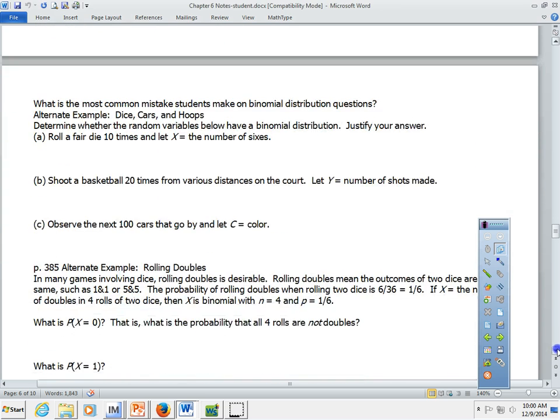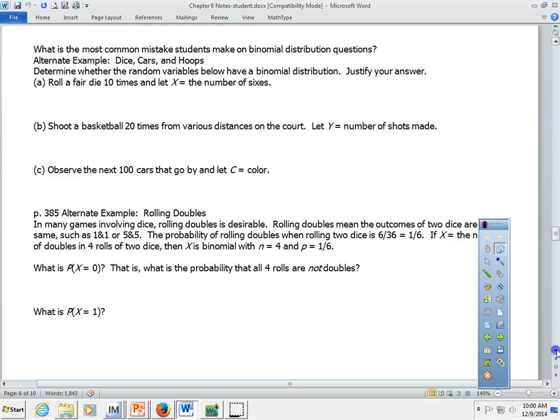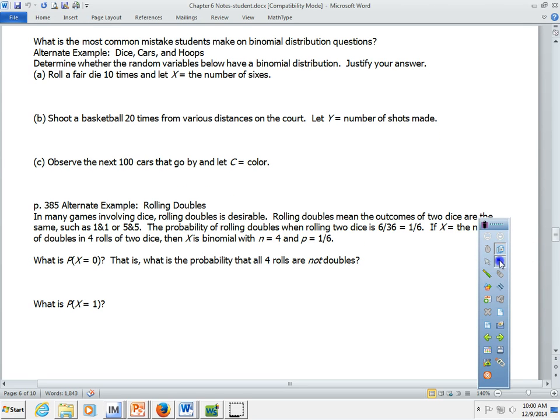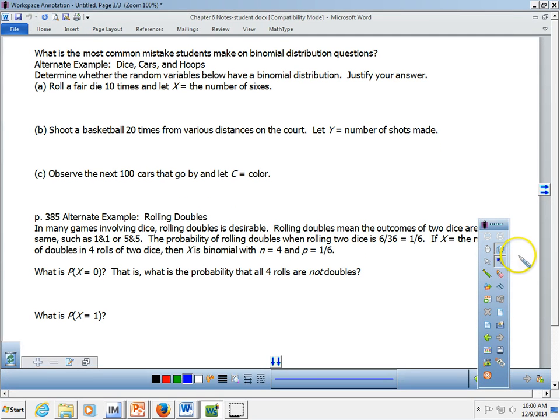Number 1, the next question in your notes, what is the most common mistake students make on binomial distribution questions? Well, quite simply, students don't recognize binomial settings, okay? This binomial probability stuff only fits for binomial settings. So students very often do not recognize binomial settings.